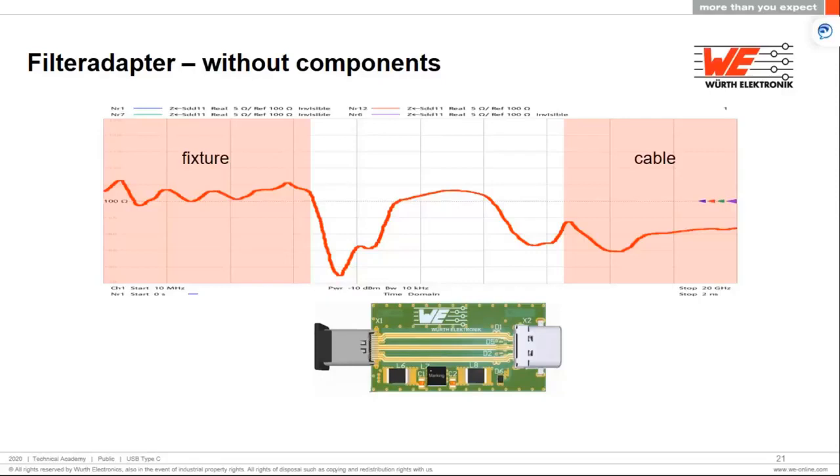So initially, when there are no ESD protection components or no filter components, we have the fixture, which is around 100 ohms, which is as expected. Then we also see the influence of impedance due to plug, which is around, it's not exact, but around 90 ohms. Then we have the PCB itself, which has impedance of 100 ohms, and the receptacle similar to the plug, which is around 90 ohms. And lastly, the cable, which is initially below 90 ohms, but eventually it settles down at 90.